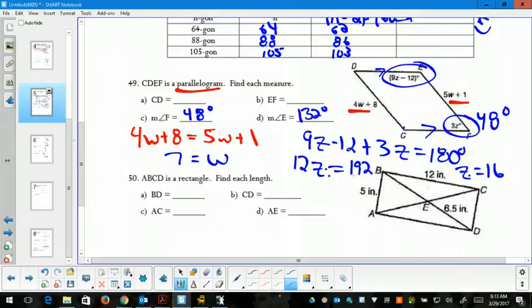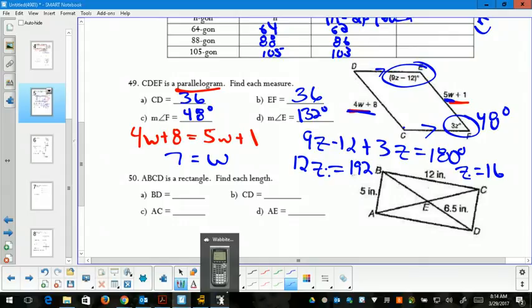I plugged it back in, yeah. So now, if I plug in the 7 here, 28 and 8 is 36. 7 times 5 is 35, plus 1 is 36. So I get those answers. Any questions on that?